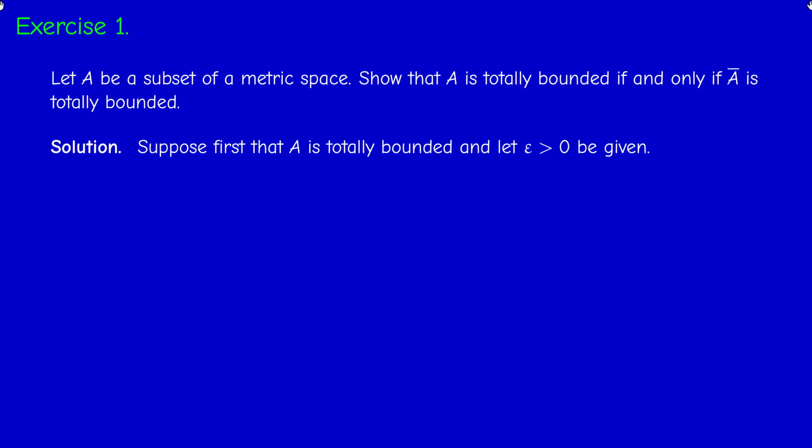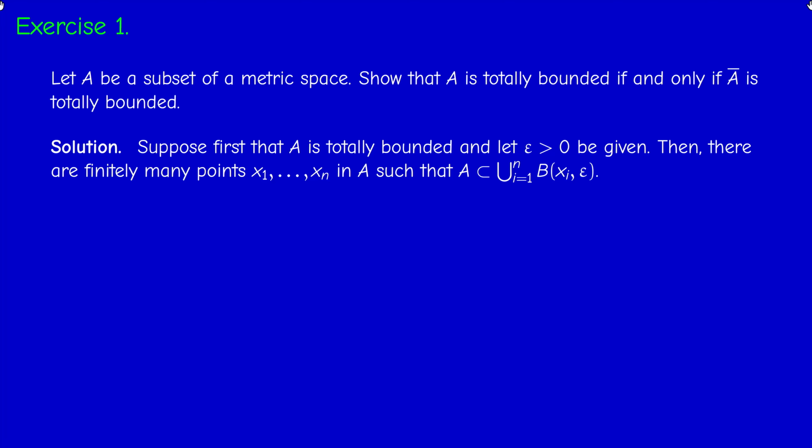Okay, so suppose first that A is totally bounded. So we go back to the definition. So let epsilon be a positive given number. Now, we know from a remark in the lecture that if A is totally bounded, then A can be covered by finitely many balls of radius epsilon.